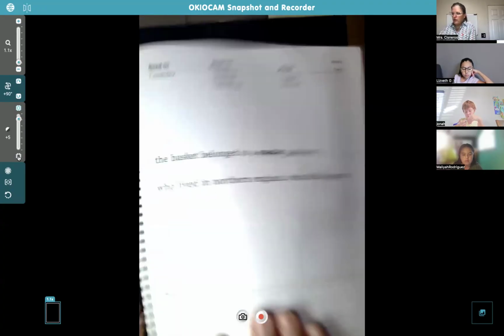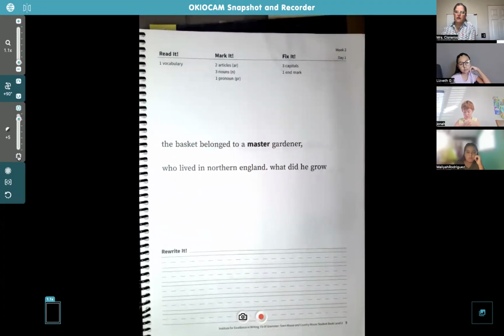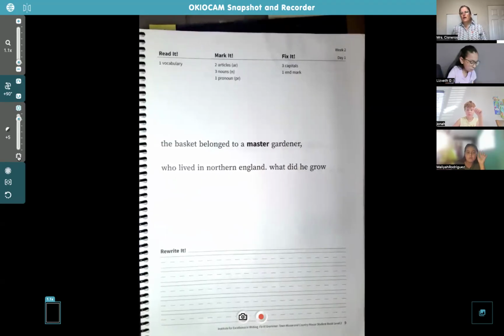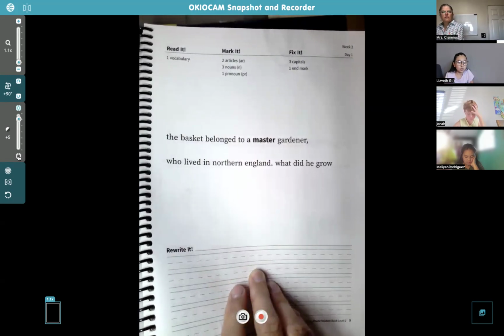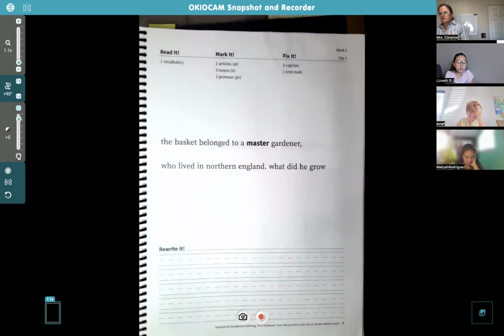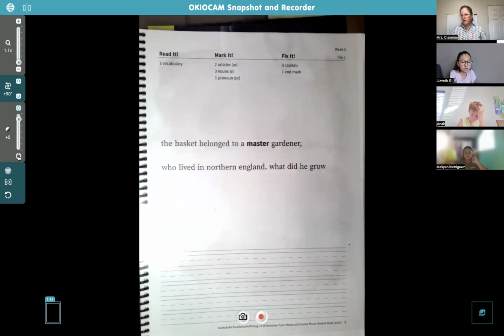Okay, now we can go to the practice page, and you should have this one, Lizzie. It's page 9. So, Lizzie, how about you read the sentence to start? The basket belonged to a master gardener who lived in northern England. What did he grow? Good. We actually have two sentences here.